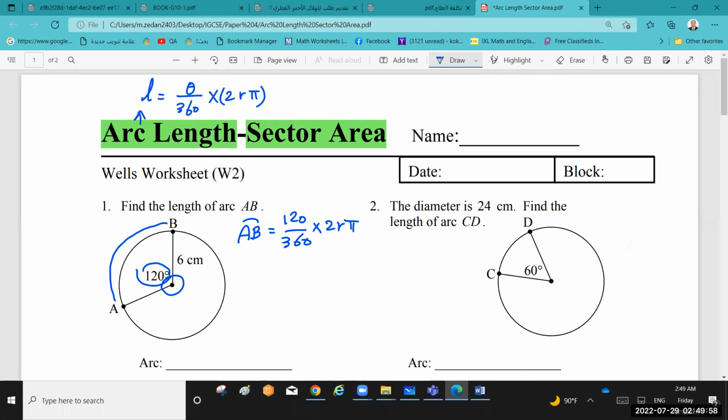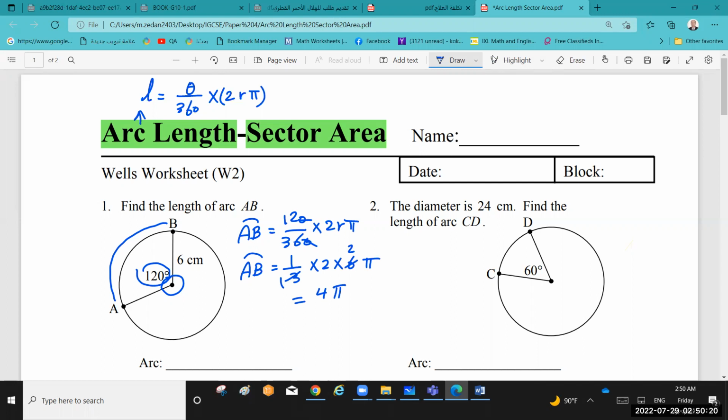This is the rule. So by applying this formula, the length of AB is equal to, just simplify, divide by 12, 1 divided by 12 is equal to 3 times 2, the radius now, is 6 pi. So divide by 3, 1 divided by 3 is 2. So this arc length is 4 pi.